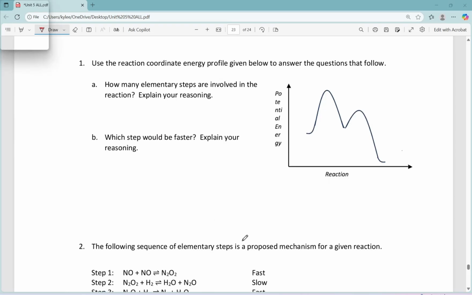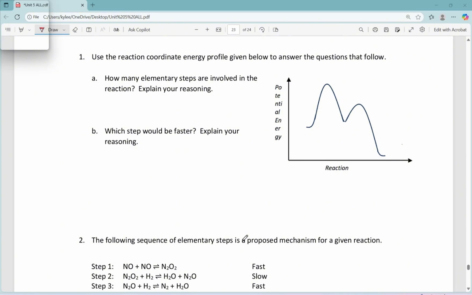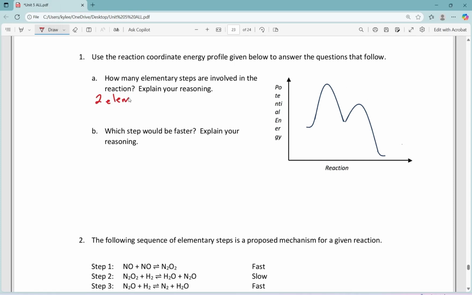Okay, so use the reaction potential energy profile to answer the following questions. How many elementary steps are involved in the reaction to the right? I see 2 peaks, so that means that there are 2 elementary steps. And I know this because there are 2 transition states. There are 2 peaks, which are also known as transition states.